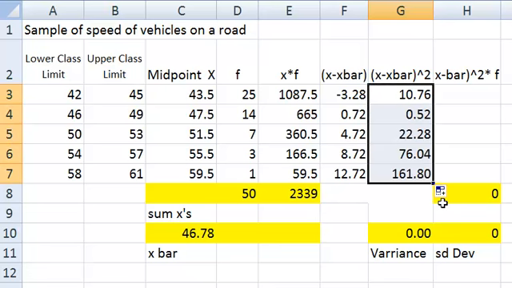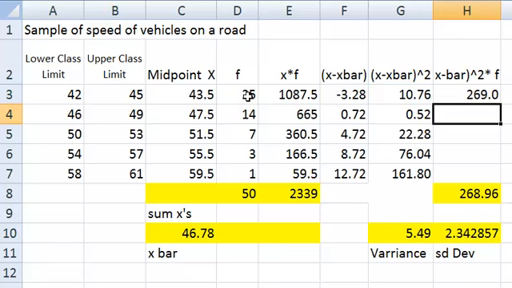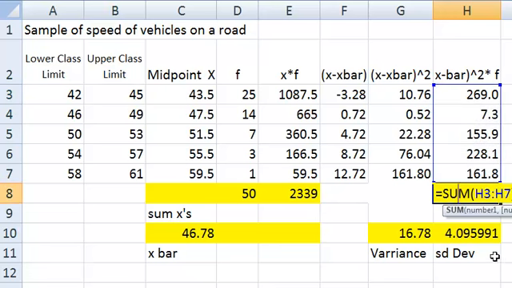Now in order to get the variance, we have to take this number, the difference of x minus x bar squared, and we have to multiply it by how many we have of each one of these, which is our frequency. So we do equals the number that is in column G for that row times the frequency, which is in column D. And we get 269 for the first row, and so on. We find the sum of those.